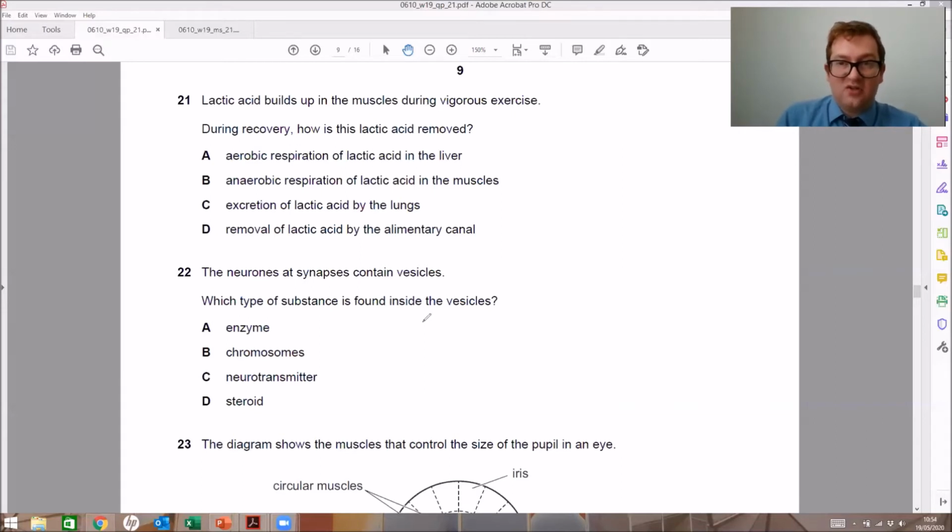So with that knowledge, you should be able to answer this question. It's not an enzyme, nothing's being broken down here, although enzymes will break down the neurotransmitters inside the synapse later. Chromosomes, nope, the chromosomes are still inside the nucleus of cells. Neurotransmitter, yes, option C is the correct answer, and no, steroids are not going through the synapse itself either.